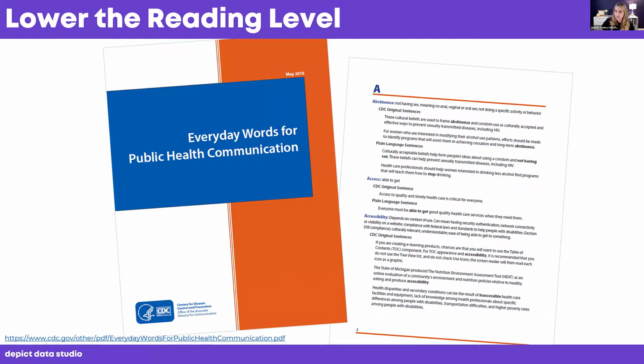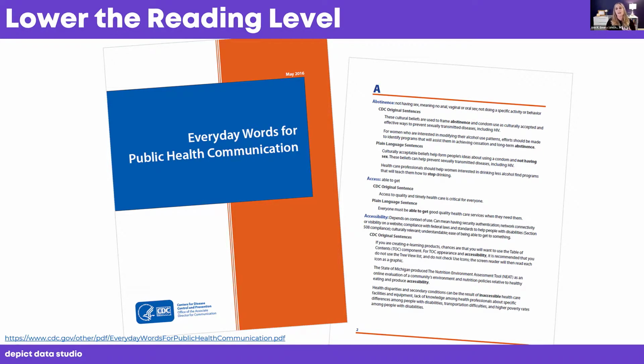Replacing jargon with everyday words, there are probably guides in your topic area. So I do a lot of public health projects with the CDC, with state public health agencies, with county and city public health agencies. And there is this guide. If you work in public health, maybe you do, maybe you don't. If you Google everyday words for public health communication, they've already put together this really detailed guide.